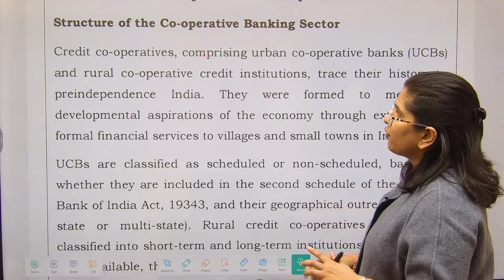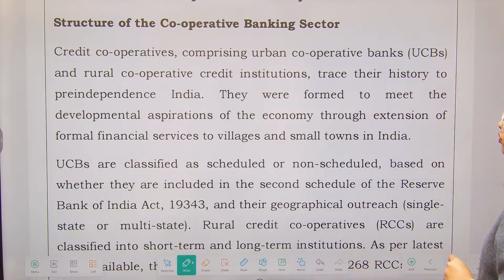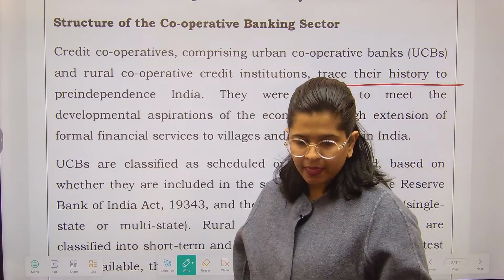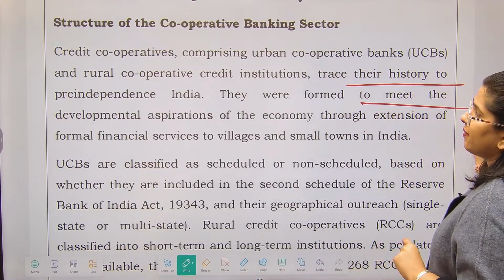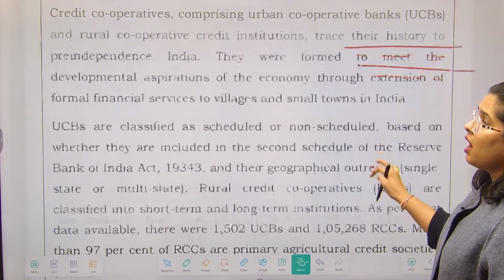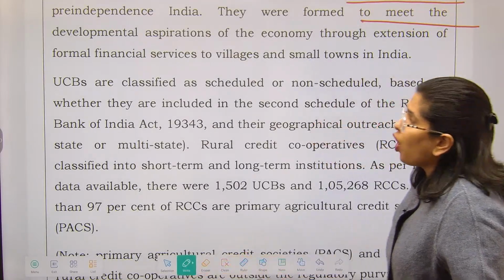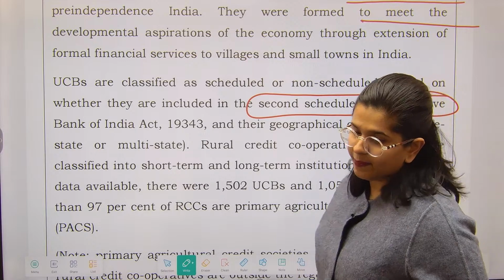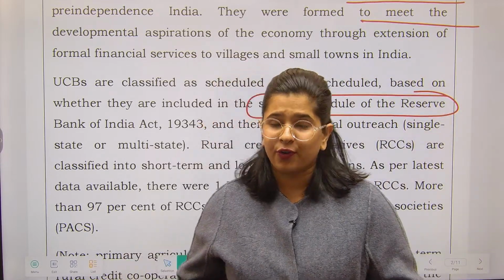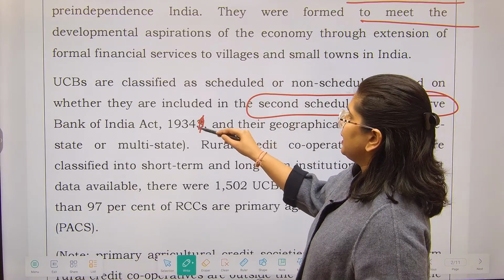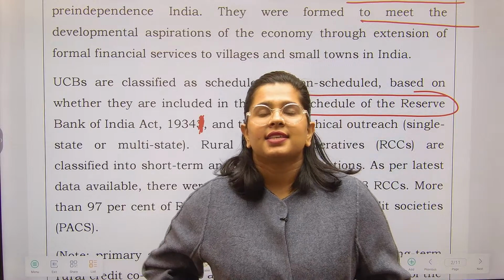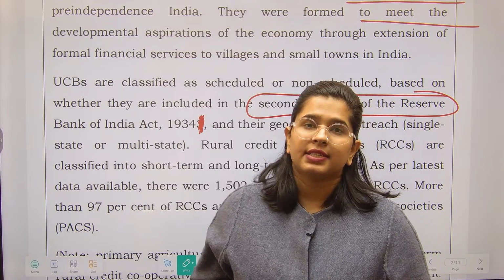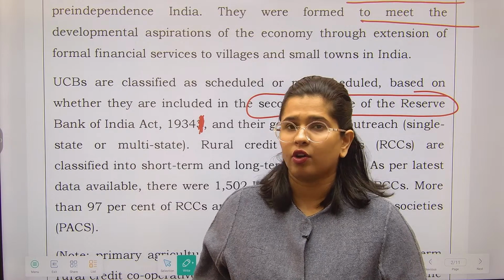See, structure of the cooperative banking sector. So credit cooperatives comprising urban cooperative banks as well as the rural cooperative credit institutions had their history before independence, right? And after that they were formed to meet the development aspirations of the economy that we already know, right? Urban cooperatives are classified as scheduled or non-scheduled. On what basis? If they are included in the second schedule of the RBI Act 1934. Sorry, 1934 it is, right? So yes, if the urban cooperative banks are included in the schedule 2 of the RBI Act 1934, then they will be considered as scheduled urban cooperative banks, otherwise non-scheduled cooperative banks, right?